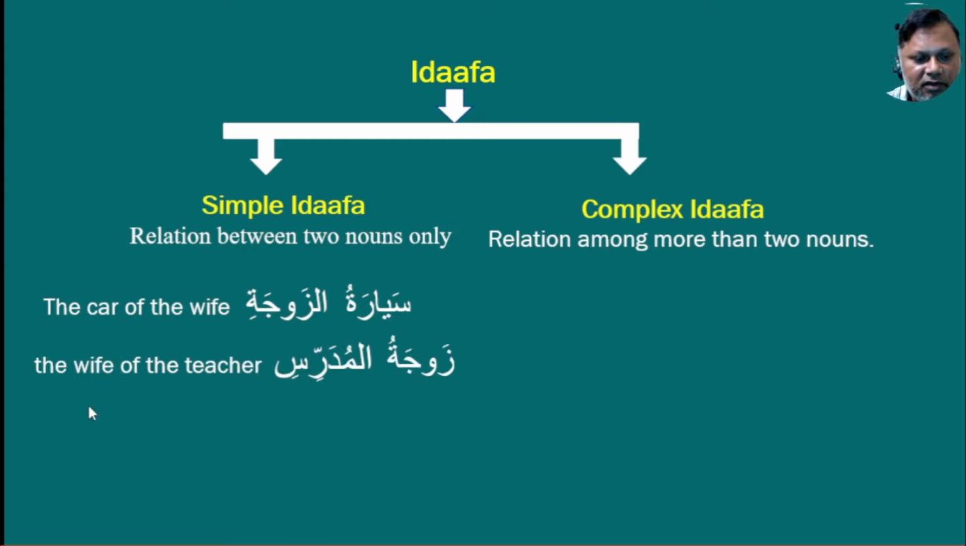One more example, the wife of the teacher. The wife is Jaujatu. Here the wife is al-Jaujati, but here this is the thing possessed. The wife of the teacher. So here it will be Jaujatu, and the teacher will take a kasra, and the "al" will be there: Al-Mudarrisi. Jaujatu al-Mudarrisi.